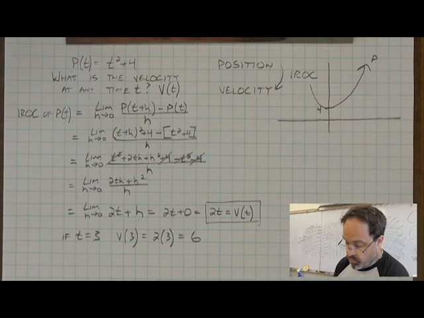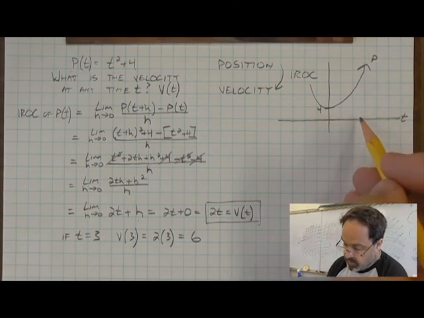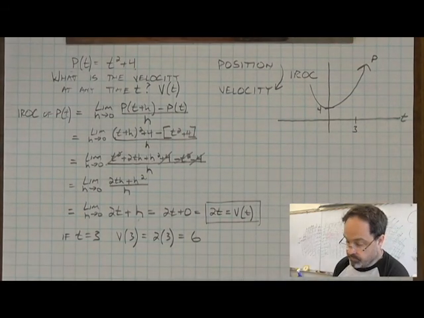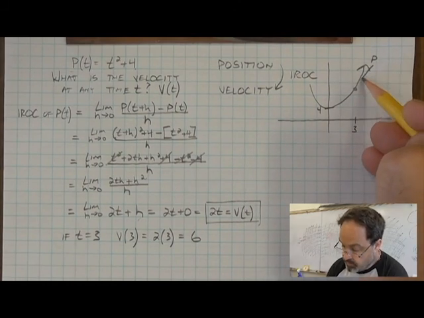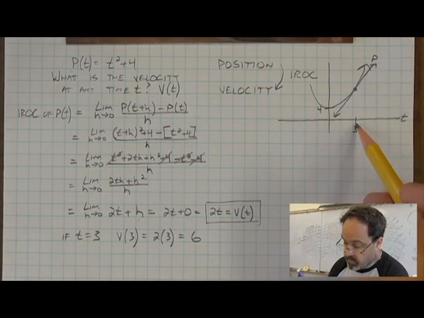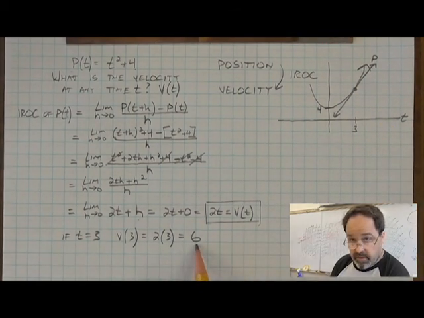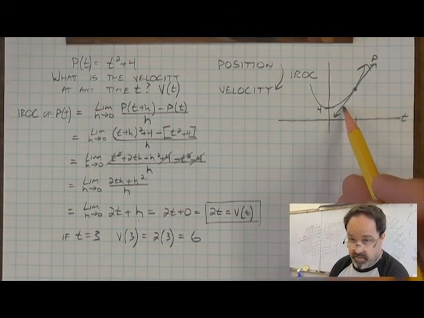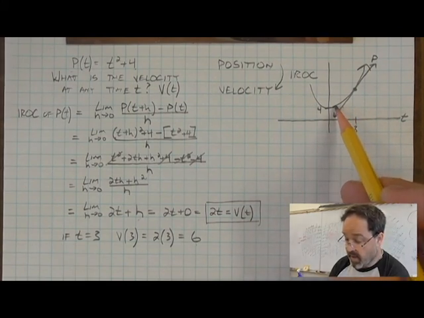What does that have to do with this 6? The velocity at time 3 means that if this is the time axis, and I was looking at 3 in the domain, the tangent line to p, the one that grazes p when time equals 3, this number 6 is the slope of that tangent line. 6 is the rate of change of p at that particular point.